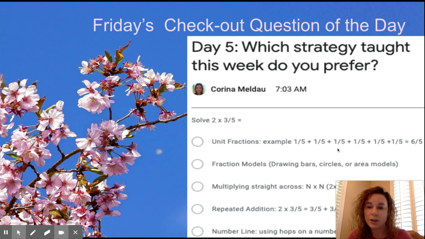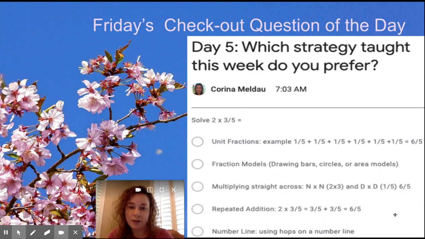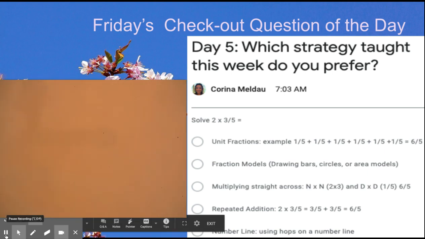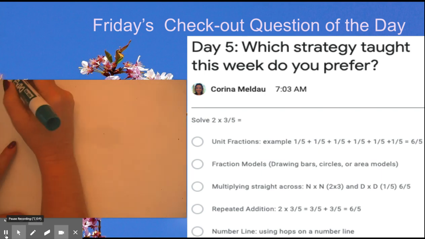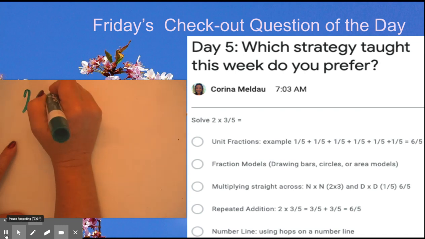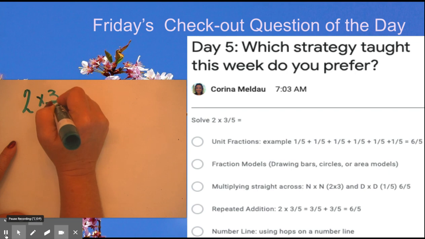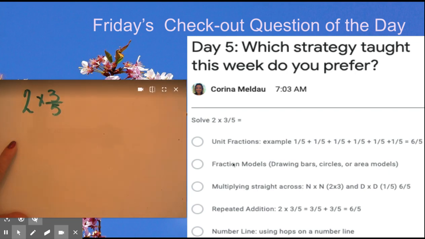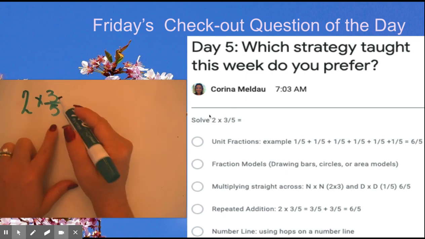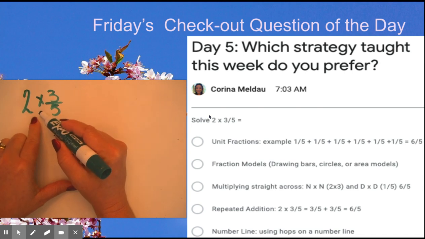Your checkout question of the day on Friday, and let me pause this and bring up my whiteboard. Your question was, which strategy that I taught to you do you prefer? So if you have the problem 2 wholes times 3 as a numerator and 5 as a denominator. This is the question right here I used as an example to solve it. So this is basically saying that you have 3/5 2 times.